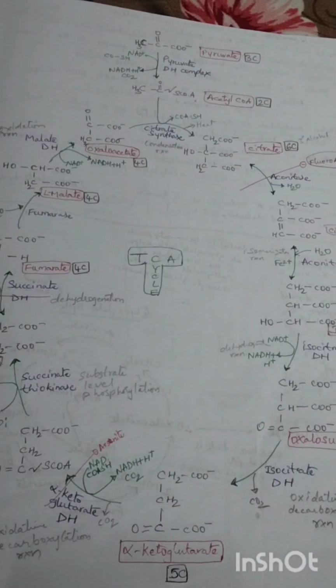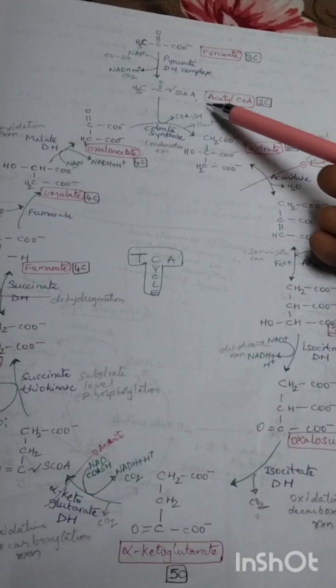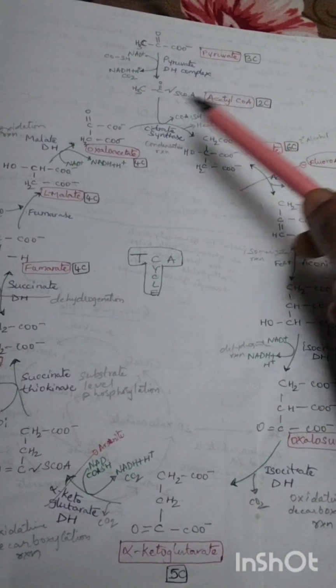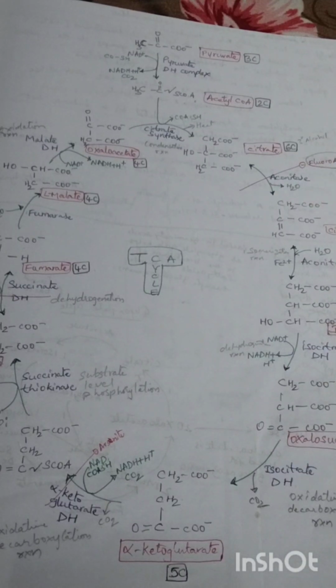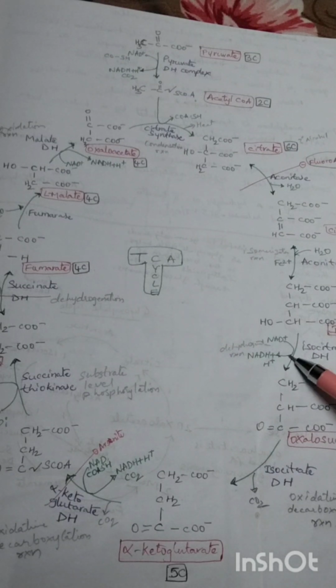Pyruvate, which is derived from glycolysis, gets converted to acetyl-CoA. Acetyl-CoA along with oxaloacetate forms citrate, which is a 6-carbon compound. This citrate, in the presence of aconitase, releases a molecule of water and gives cis-aconitate. Cis-aconitate, in the presence of aconitase, forms isocitrate.